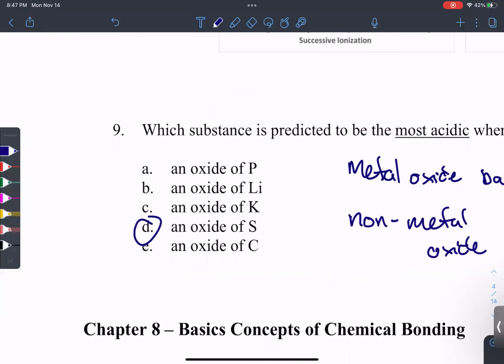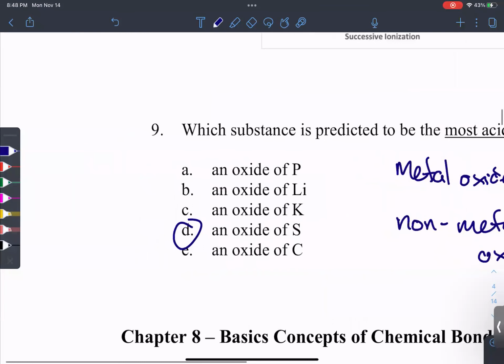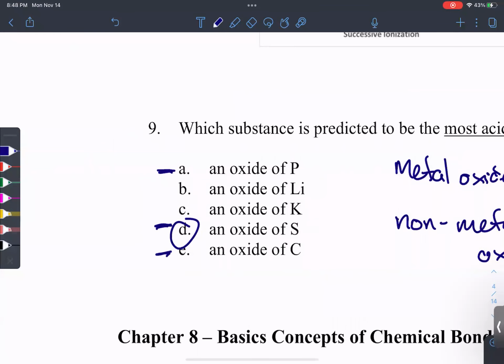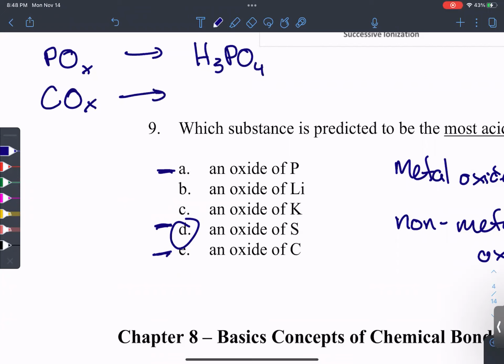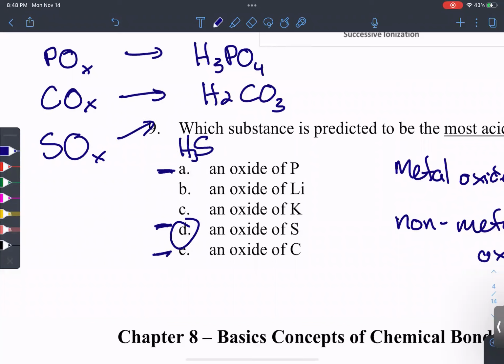But let's check it out for ourselves, because I like to do that. Which oxide is the most basic, for fun? Potassium oxide, yes. All right, let's look at the acidic ones. Phosphorus, sulfur, and carbon are all going to be acidic, but sulfur is the most acidic. When we have a phosphorus-containing oxide, I'll just call it POx, we get H3PO4 in water. When you dissolve an oxide of phosphorus in water, you get H3PO4. When you dissolve a carbon oxide in water, you get H2CO3, carbonic acid. When you dissolve SOx into water, you get H2SO4.